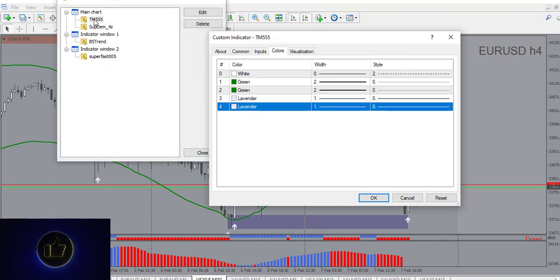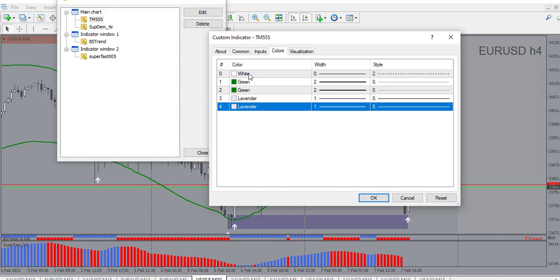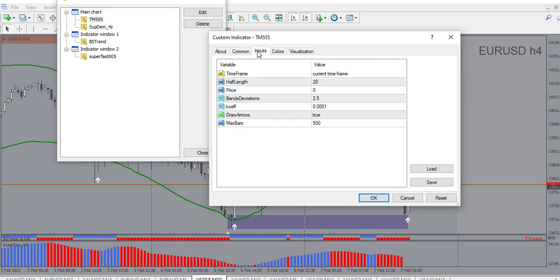The first indicator I use here is this band. I gave the band the green color, and the arrow has white, which is the middle value. Then the lavender is for both buy and sell. I use the same color. Here are the settings for the TM555 indicator. The time frame is the current time frame, half length is 20, price is 0, band deviation is 2.5. You can adjust this and see how it plays out, and coefficient is 0.001.